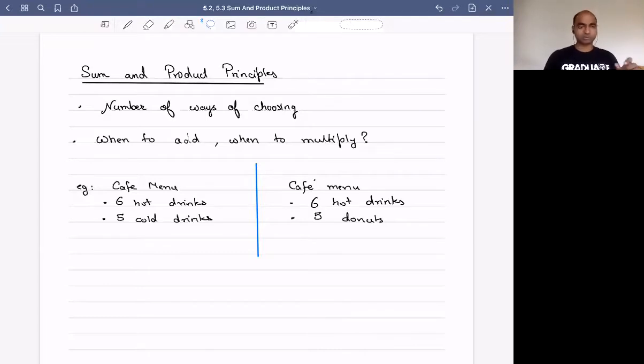And to narrow it further down, the kind of questions that you as a student should ask yourself every time you see a problem about making a choice, or counting the number of choices, is when you're supposed to add and when you're supposed to multiply. Okay, this is a common thing to get confused between in the beginning.